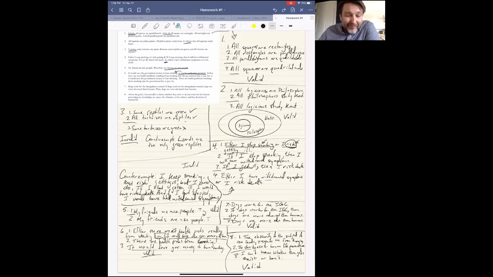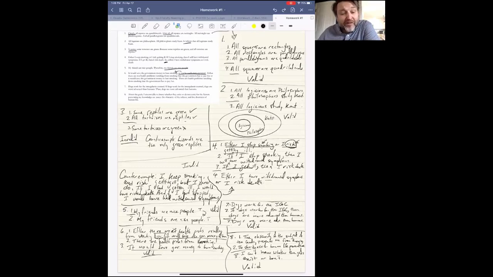But then it would not be the case that some tortoises are green. So it's possible for these premises to be true while the conclusion is false. And so this again is an invalid argument, because we can provide a counterexample, an example where the premises are true, but the conclusion is false.